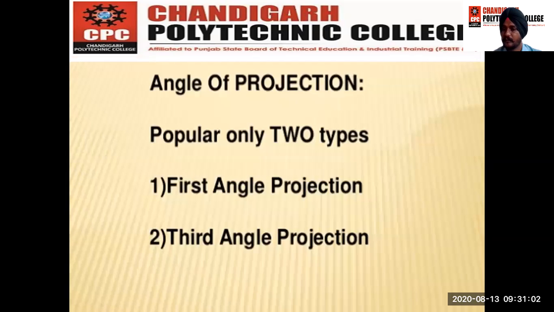Angle of projection, different types of angle of projection are used in drawing, like first angle projection, second angle projection, third angle, fourth angle. We cannot use the first angle and second angle and fourth angle projection, because in this projection the planes overlap with each other and cannot produce a drawing. So the only two projections used will be first angle projection and third angle projection, and we already have discussed that we will complete 80% of drawing sheet in first angle projection and 20% of drawing sheet in third angle projection.